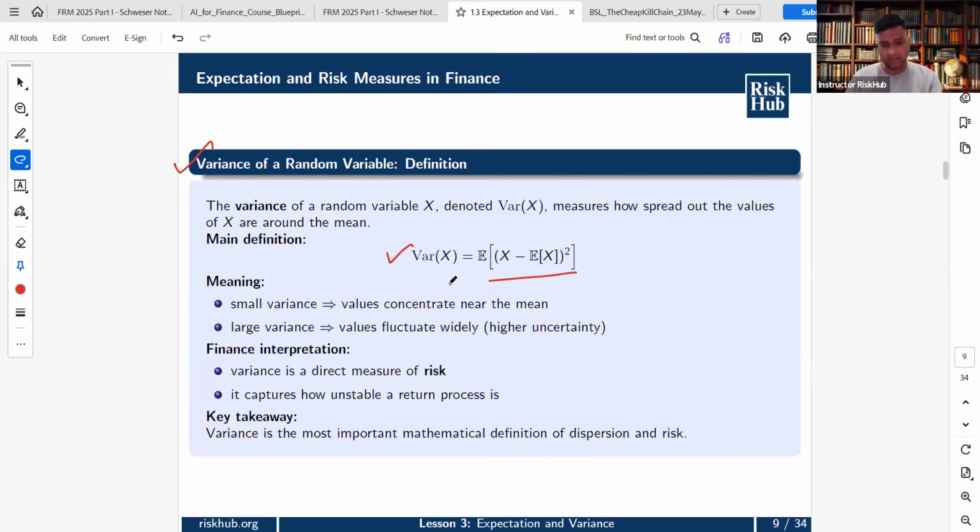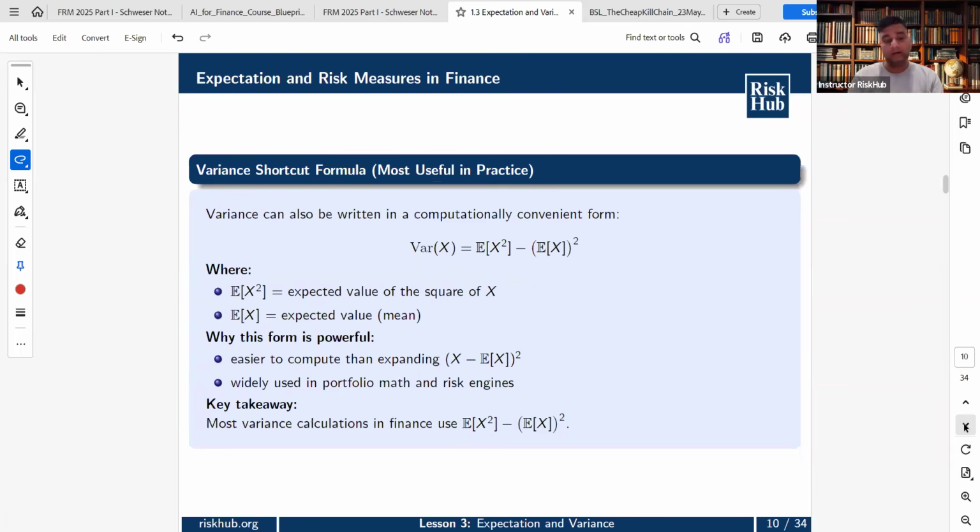Why does variance matter? Because large risk means large variance, small risk means small variance. Finance interpretation in quantitative finance: sigma is the square root of the variance of X, the standard deviation, or volatility, which is often more important than variance itself. Black-Scholes, GARCH, portfolio theory, all these use volatility, which we need to understand, right? Okay. Then we get to the next slide.